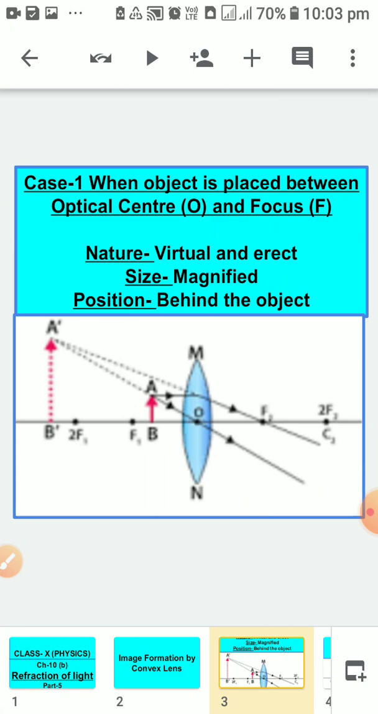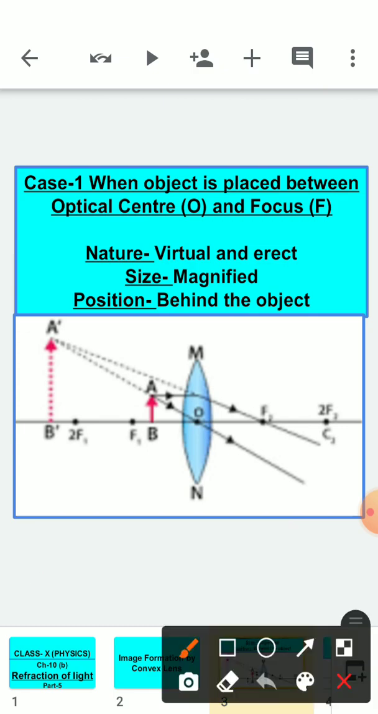There are total 6 cases for convex lens, and the first case is when the object is placed between optical center O and focus. So, wherever object is placed here, it is placed between optical center O and focus. This is our object AB.